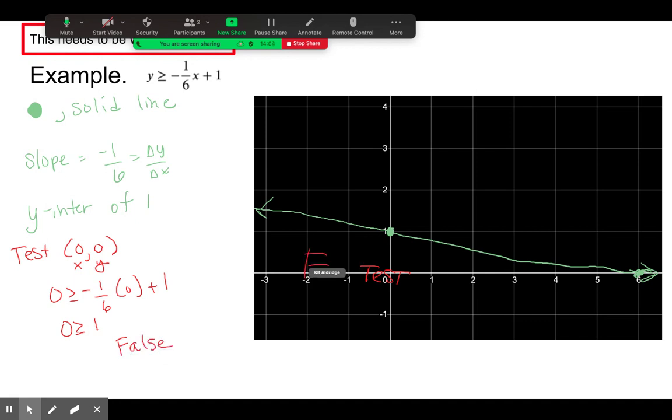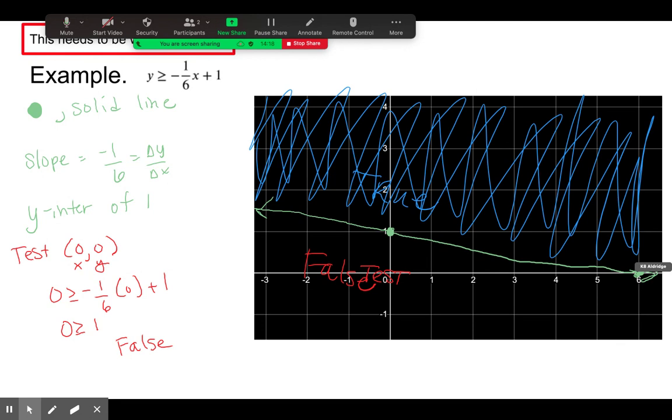So I know if it's false on this side, it must be true on this side. True on this side. So we shade everywhere that's true, because that indicates all of the points that are true for the equation. I'm going to write true nice and big.